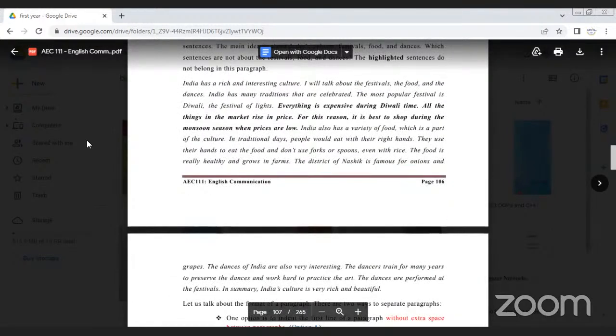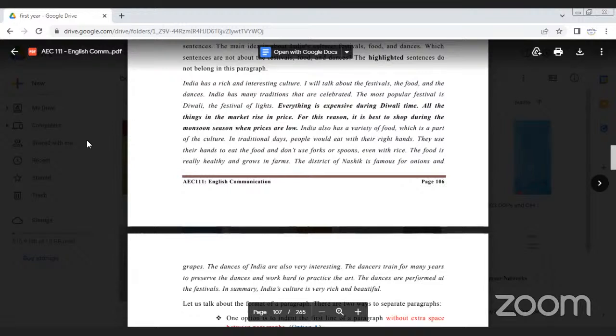India has a rich and interesting culture. I will talk about the festivals, the food, and the dances. India has many traditions that are celebrated. The most popular festival is Diwali, the festival of lights. Everything is expensive during Diwali time. All the things in the market rise in price. For this reason, it is best to shop during the monsoon season when prices are low.